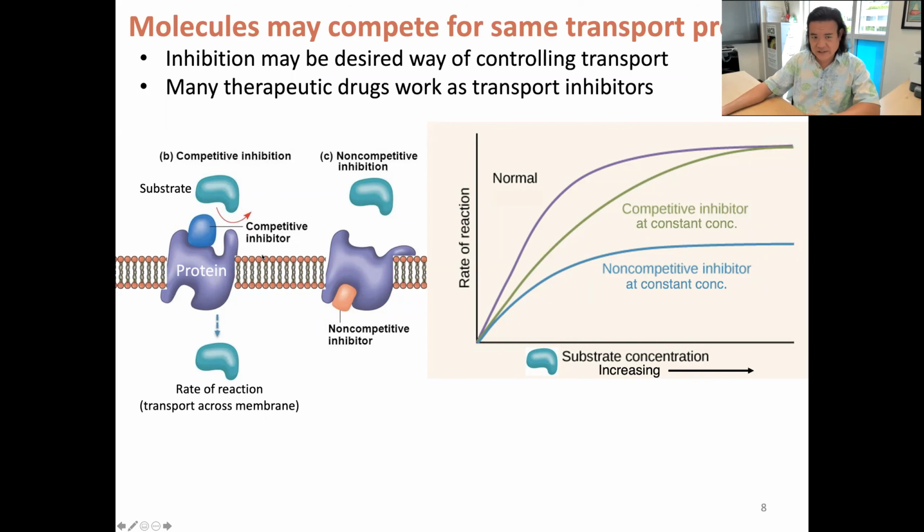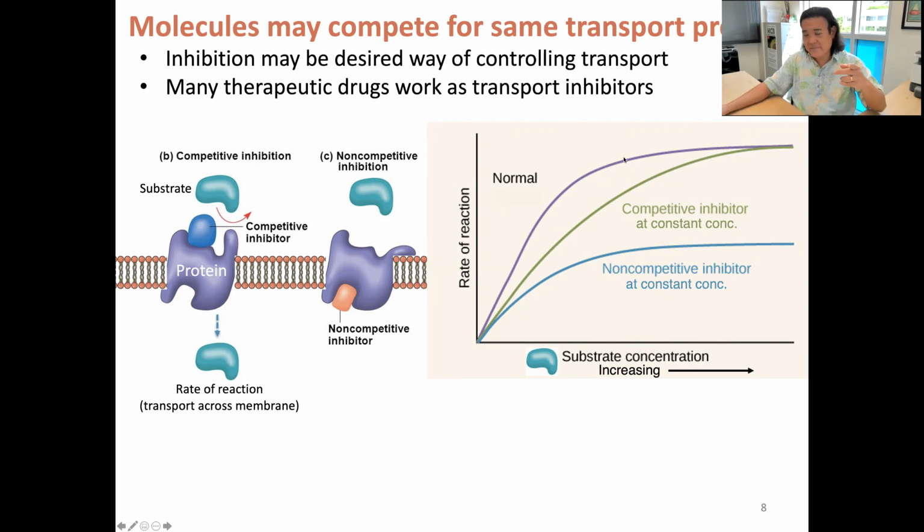Because let's imagine, for example, in this cartoon here, you have this protein on the cell surface that is involved in the facilitated diffusion of a particular substrate, this light blue colored molecule, from one side of the cell into the cell. So the rate of the reaction would be the transport rate across this membrane. If all we had in this picture was that purple protein, the transport channel, and the substrate moving through, then on the right, you would see this purple line.